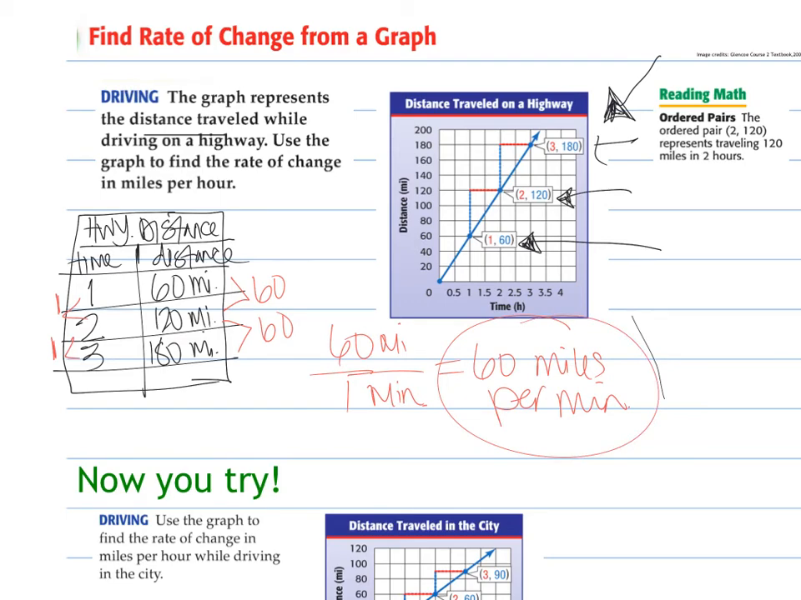If you can kind of look, you can tell what we're doing. Let me get a different color. I'm taking my y values and subtracting them. 180 minus 120 is 60. 120 minus 60 is 60. And then 3 minus 2 is 1. 2 minus 1 is 1. So then I still have 60 over 1. A little more confusing when we have a graph.